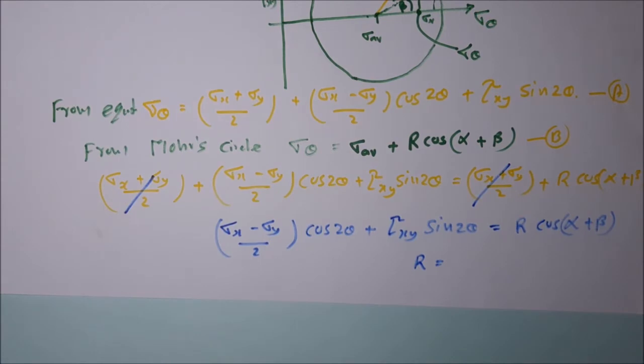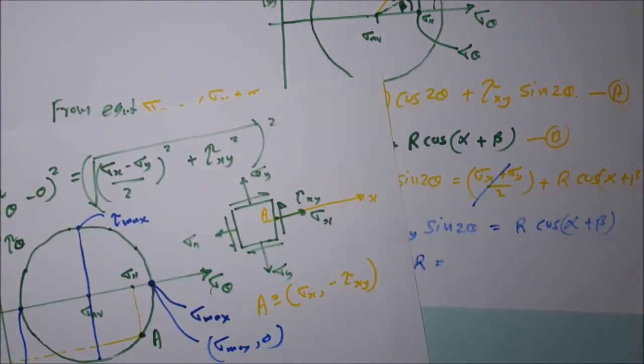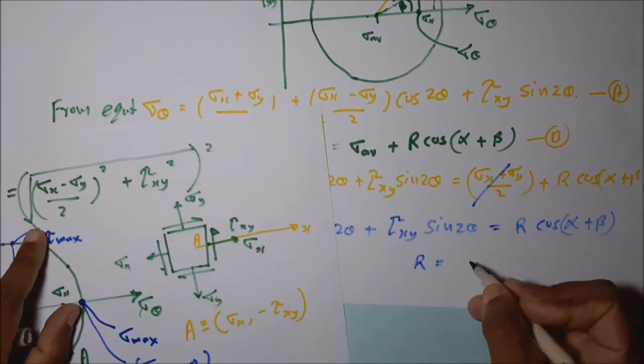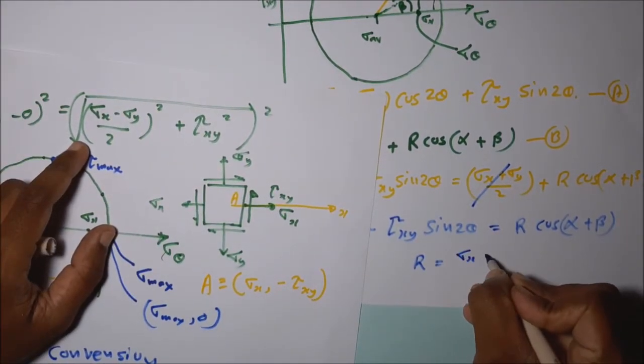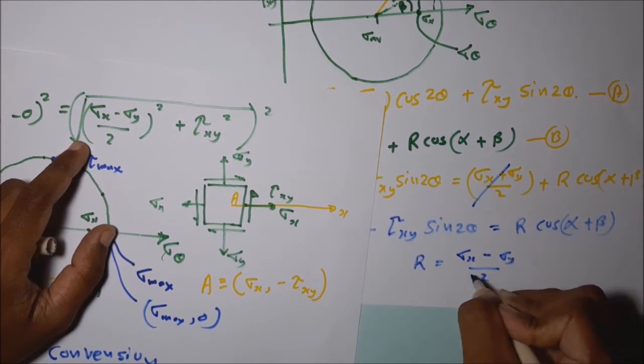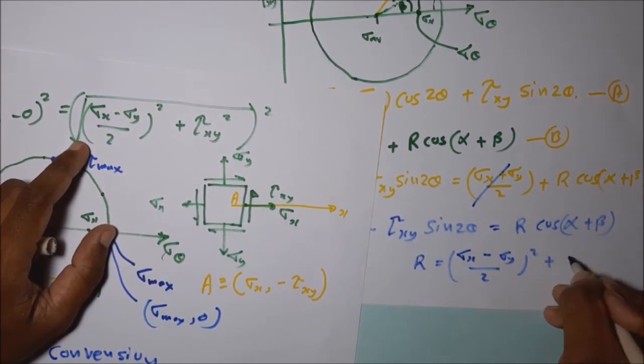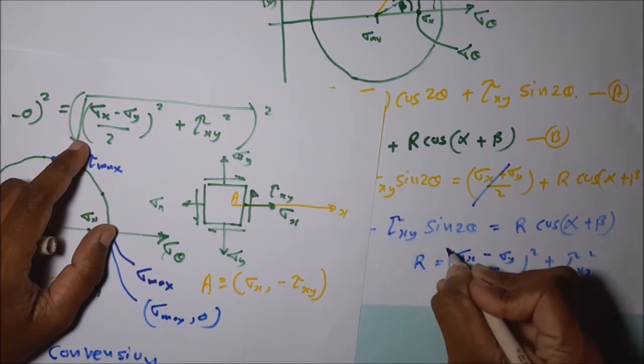Here, what is R? When obtaining the Mohr circle equation, what is R? Okay, this is the R, no? This is R. I will write that one: R equals the square root of (sigma x minus sigma y divided by 2) squared plus (tau xy) squared.